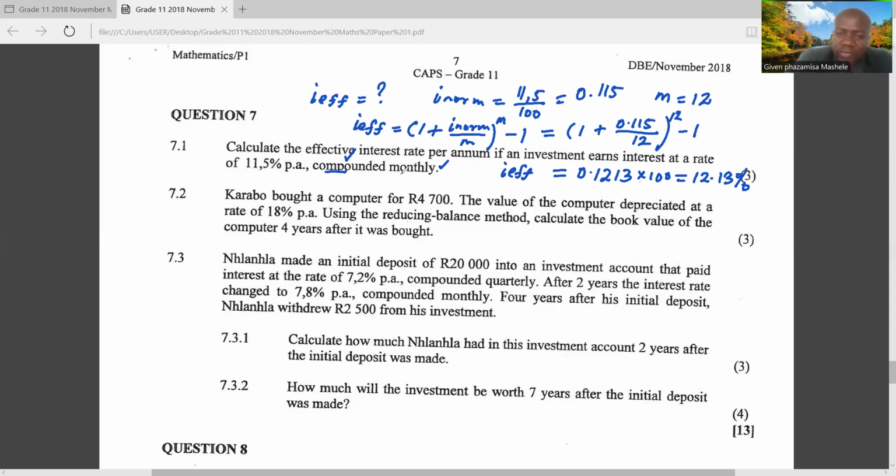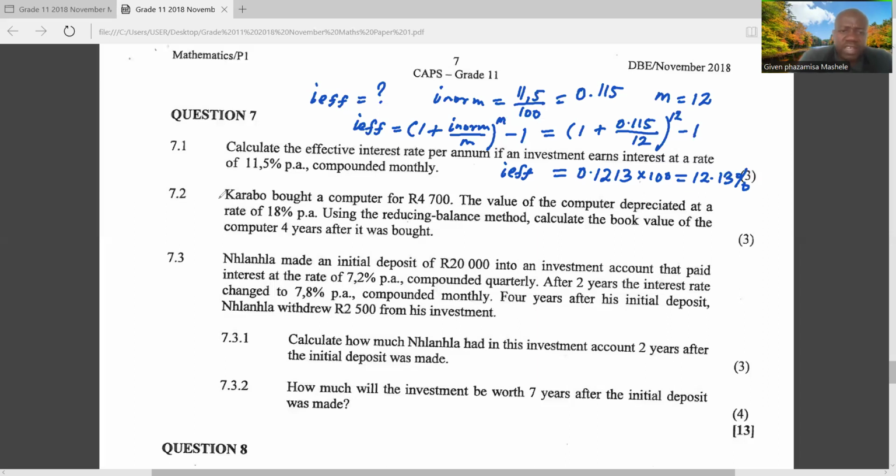So the only difference is that here the m changes. For example, if we have compounded quarterly, it means the m will now be 4. Compounded weekly, the m will be 52. So it depends on the compounding period. This is what the question wants us to do: calculate the effective interest rate when given the nominal interest rate. Now we can move on to the next question.